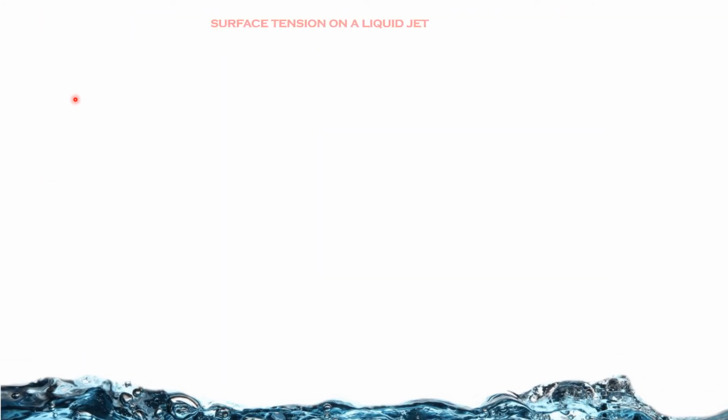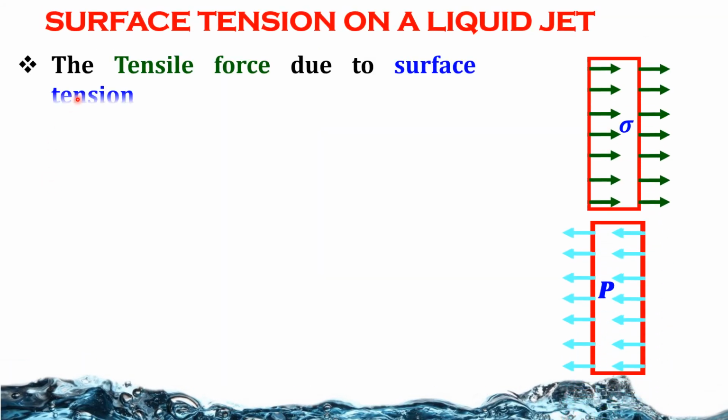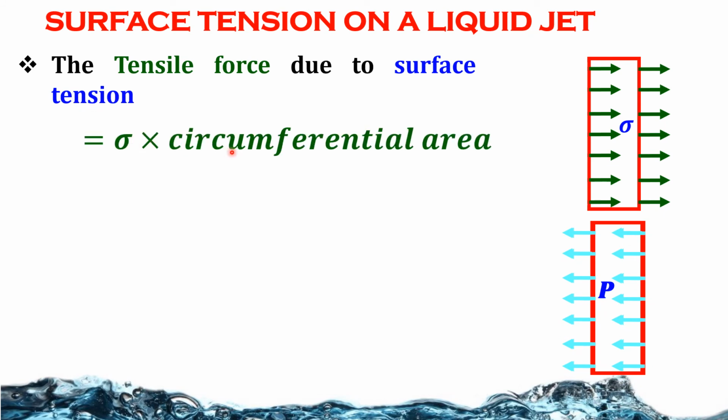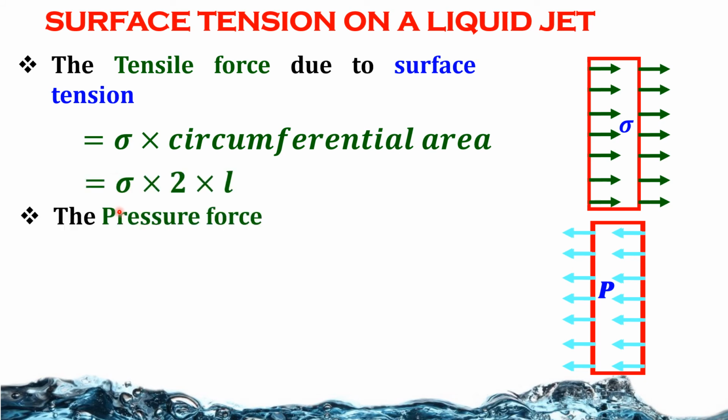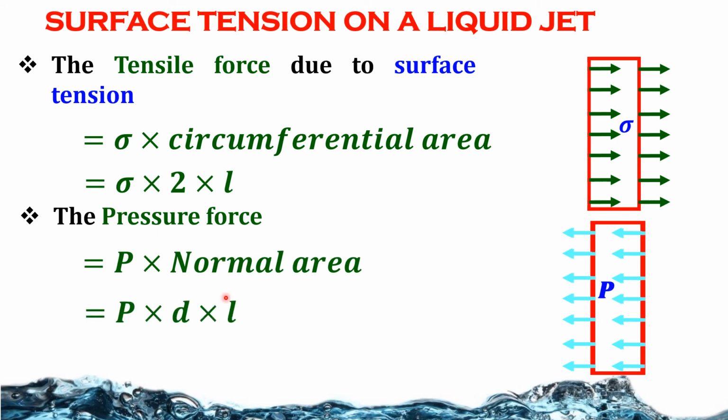Next, we are going to calculate the tensile force due to surface tension. That is equal to sigma into circumferential area. Here, the circumferential area is 2L, because one L is in contact here and another L is in contact over here. Therefore, sigma into 2 into L. Next, we are going to calculate the pressure force, that is equal to P into normal area. That is nothing but P into d into L.